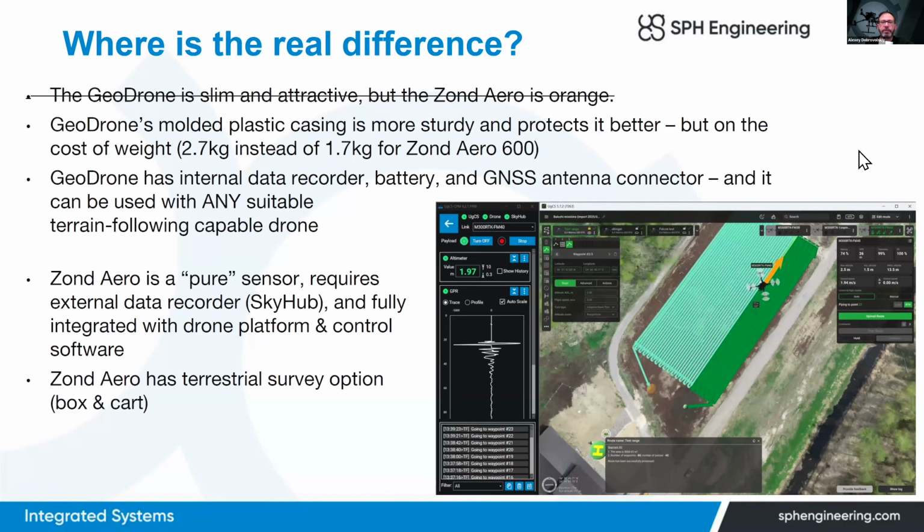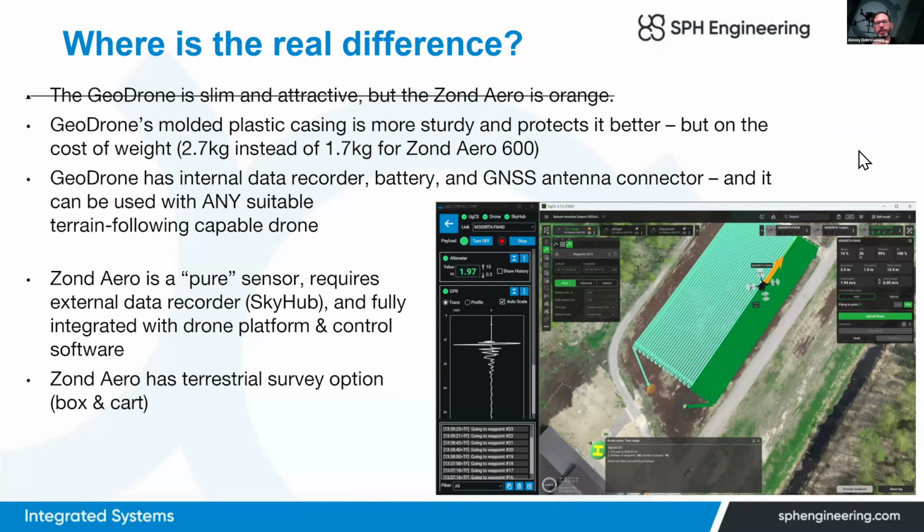So we saw that radars deliver very similar or practically the same data, but where is the real difference between systems? Not only weight, and not only color and shape. I should say that the molded plastic casing of MALÅ GeoDrone is very good. Very good from a practical point of view.